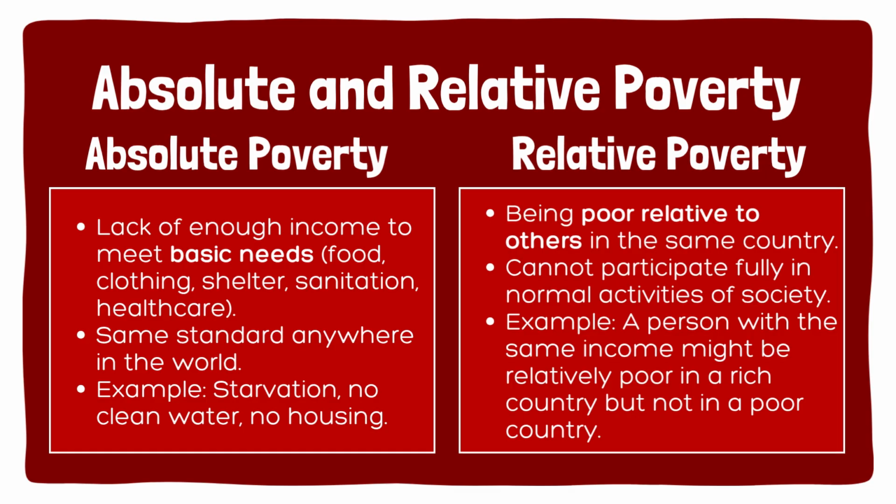Absolute poverty occurs when individuals do not have enough income to meet their basic needs, such as adequate food, clothing, shelter, sanitation, and healthcare. In contrast, relative poverty exists when people are considered poor compared to others in their country. Those experiencing relative poverty may struggle to participate fully in the normal activities of society. Interestingly, someone classified as relatively poor in a wealthy country might not be considered poor if they had the same income in a poorer nation, highlighting how poverty can depend on context.